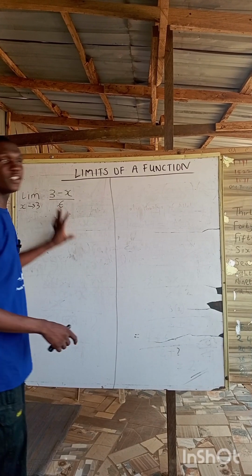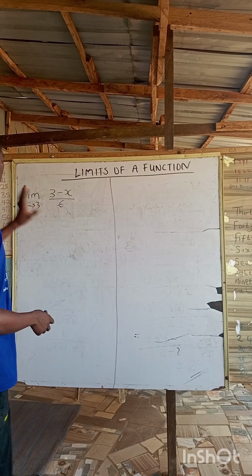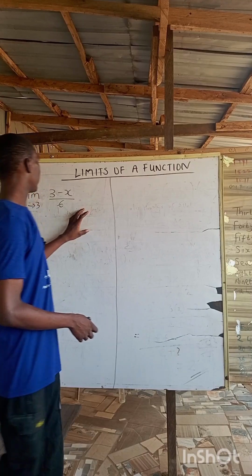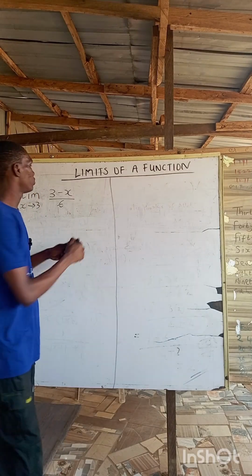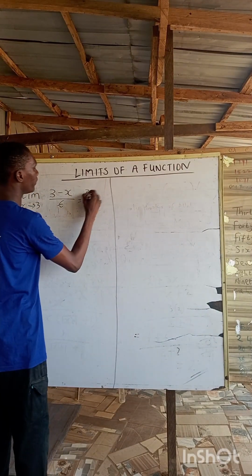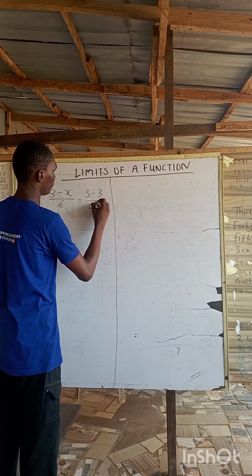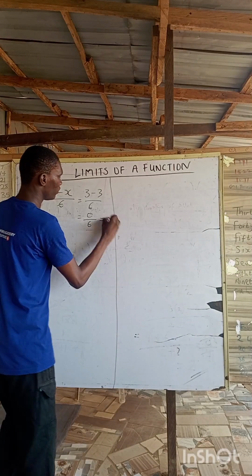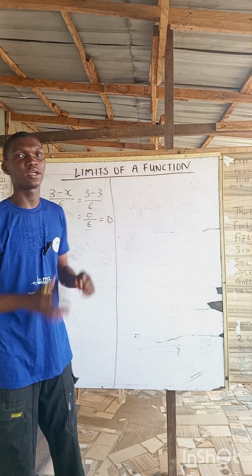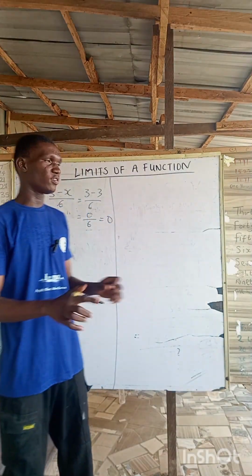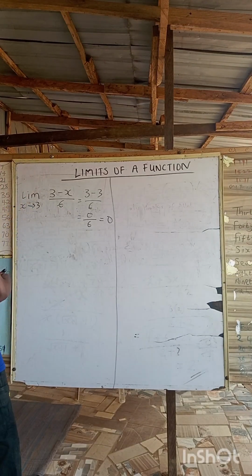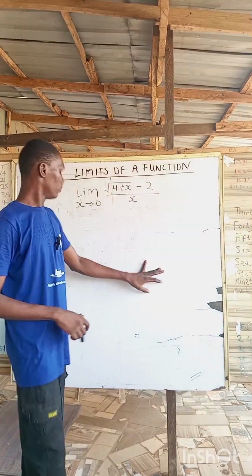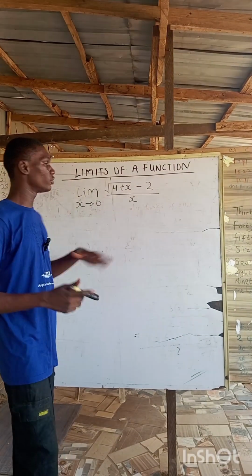All right, so given this type of question on limit, this one is more direct, so we can just say 3 minus 3 over 6, and 3 minus 3 is 0, over 6, which is also 0. So this one is direct. We can substitute directly and get our answer. Right, so the next question, let's move to this question.